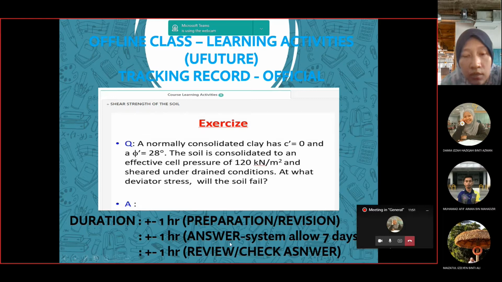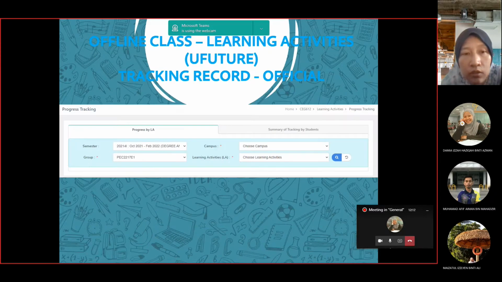That means answer in 1 hour. However, you can do it on any day from Monday to Sunday. It depends on your free time. So even you see, there are no restrictions on the particular day or particular time. You need to participate. That is compulsory because I'm going to track your activities from here.